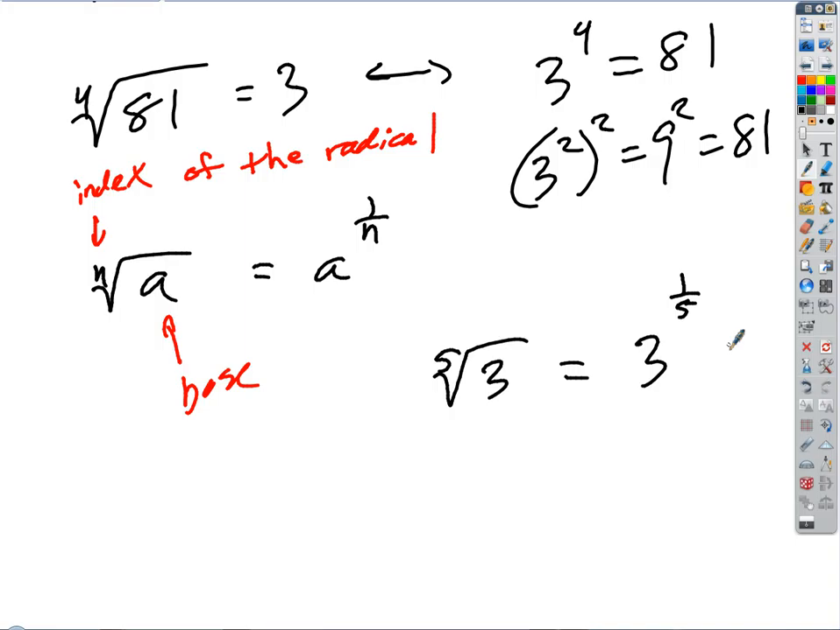Okay. The other good reason for writing radicals as exponents is because all of the properties of exponents that we've practiced all year, especially at the start of chapter 6, they apply. They apply to fractional exponents just like they apply to integer exponents.